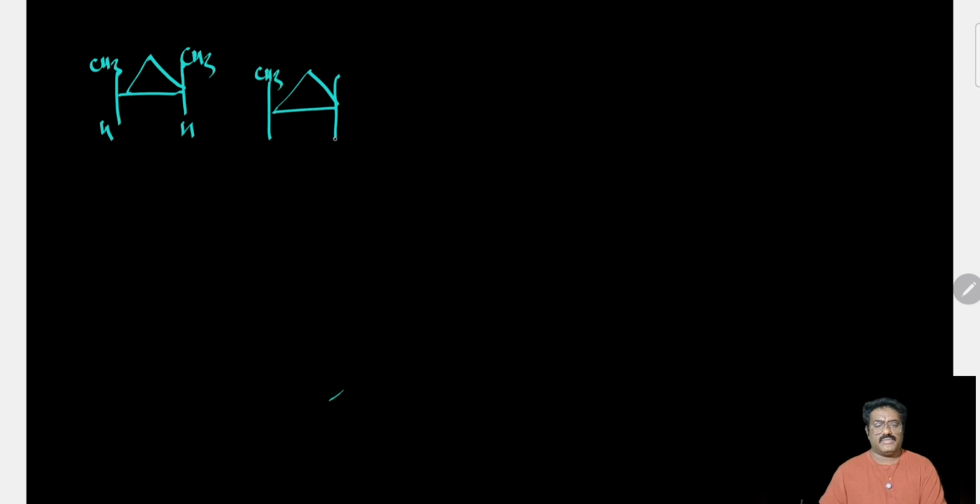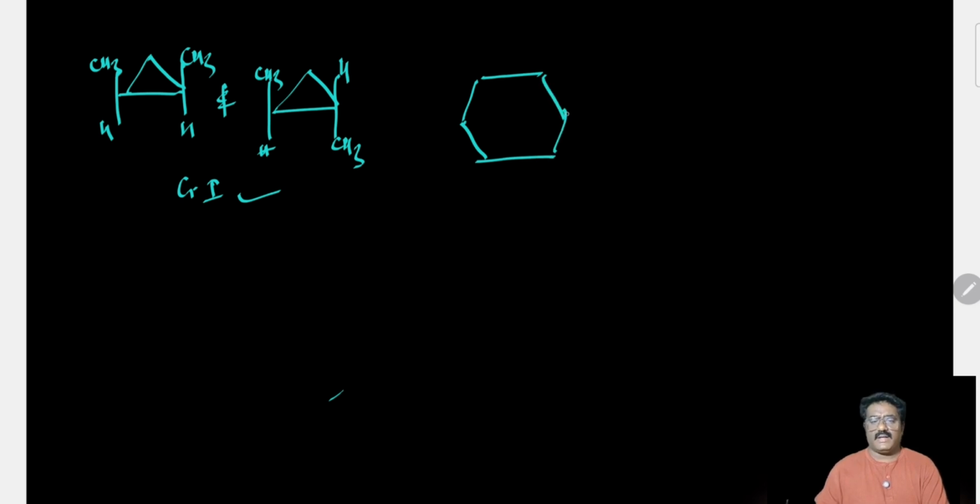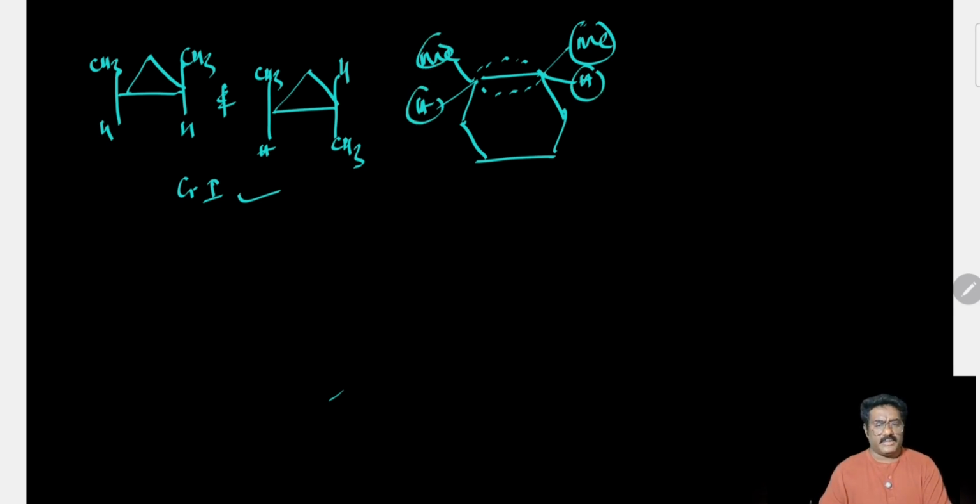It is CH3, H, CH3, H. These two show GI. Yes, it can show GI. Have a look at the next example: methyl H and methyl H. This restricted rotation has two different types of groups, methyl and hydrogen. It can show GI.